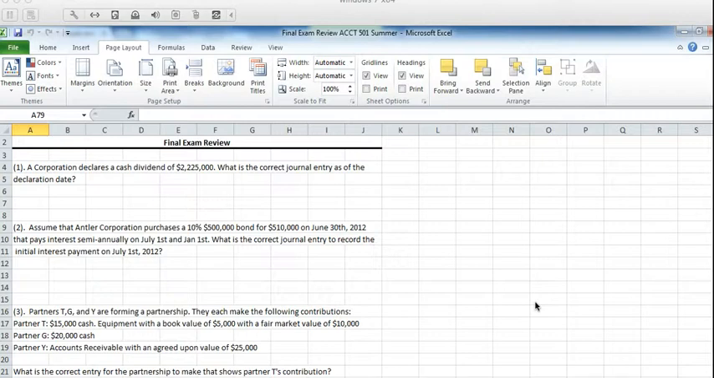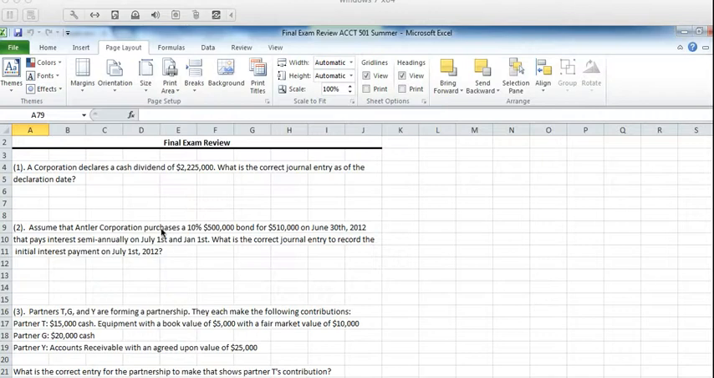A corporation declares a cash dividend of $2,225,000. What is the correct journal entry as of the declaration date? So remember, for dividends, as far as recording transactions, the declaration date and the payment date are the two important dates. And on the declaration date, the company is basically obligating themselves to pay the dividends in the future.